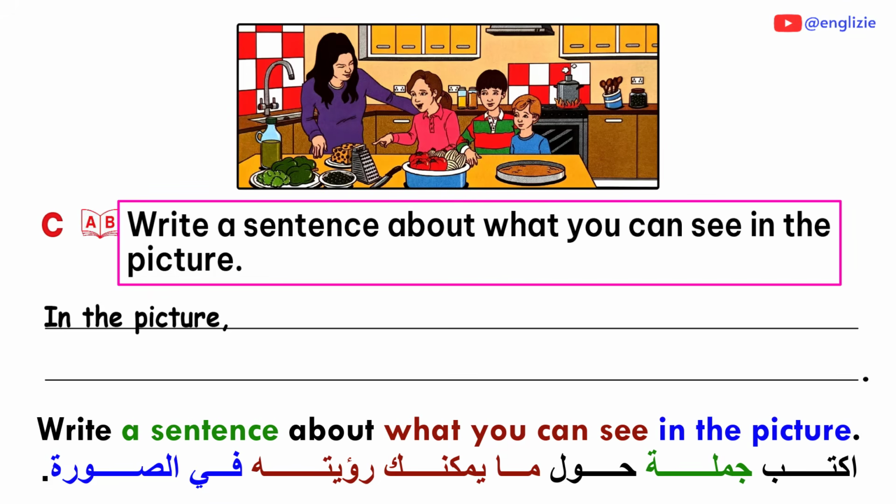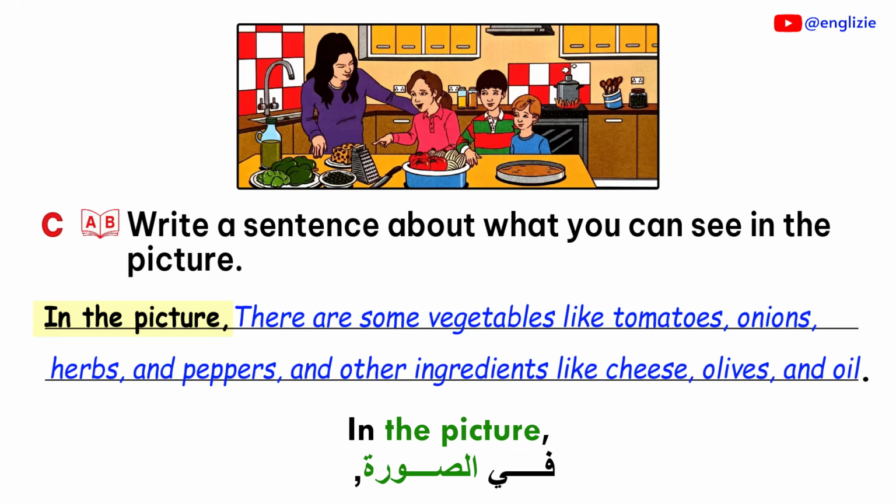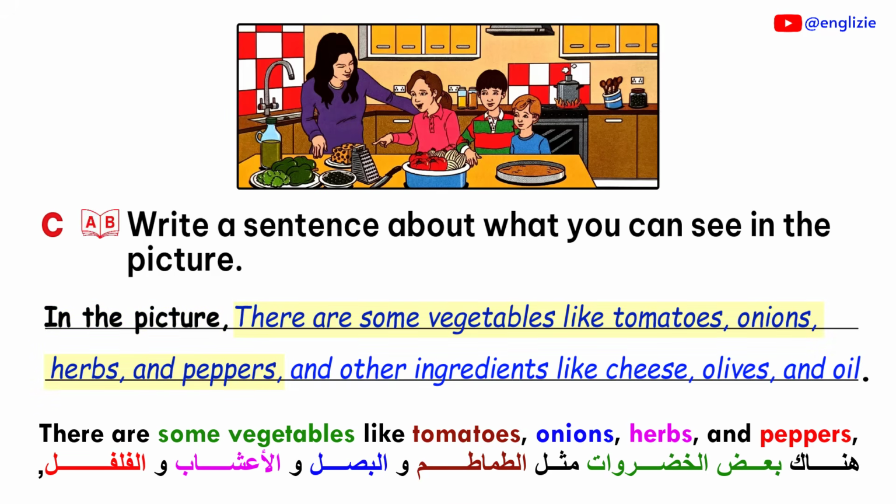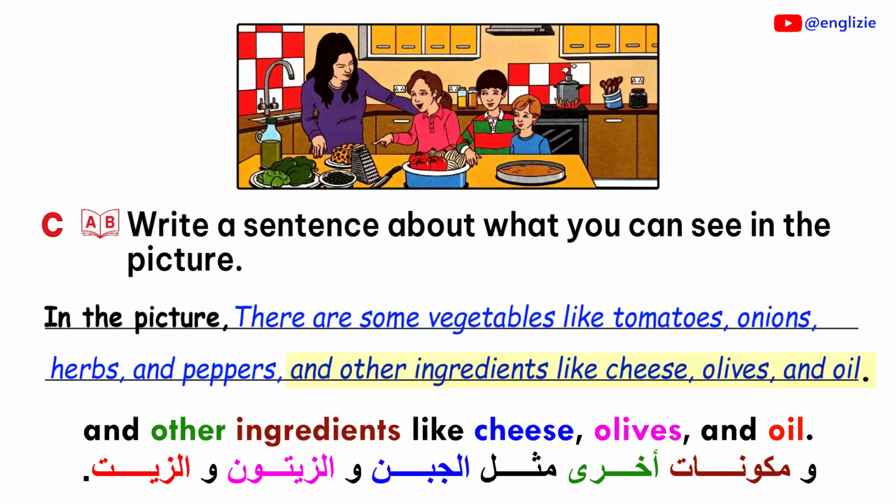Write a sentence about what you can see in the picture. In the picture, there are some vegetables like tomatoes, onions, herbs and peppers, and other ingredients like cheese, olives, and oil.